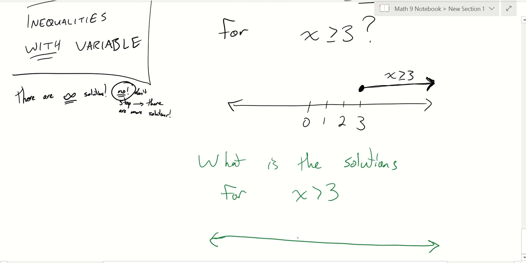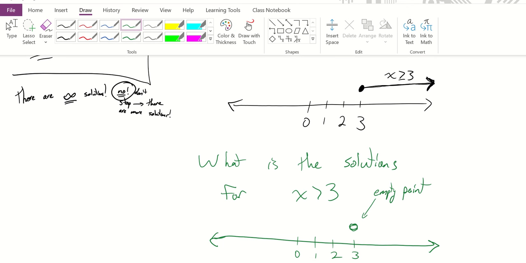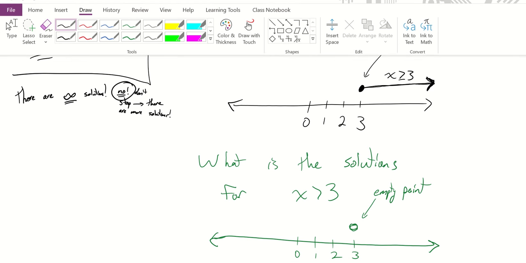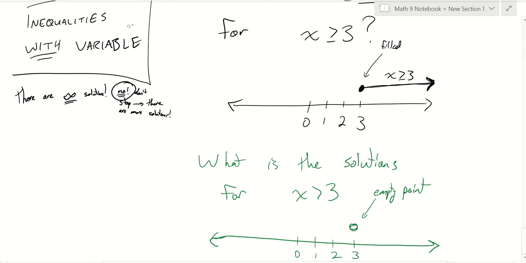So let's represent this. We'll have 0 here, 1 here, 2 here, and 3 here. Now, in the previous example with the greater than or equal to, we drew a dot above the number 3, and we'll do the same thing, but this particular dot is not going to be filled in. It's going to be an empty circle or an empty point. This point in black was filled in. This was a filled point. But in green, for x is just greater than 3, we draw with an empty circle.